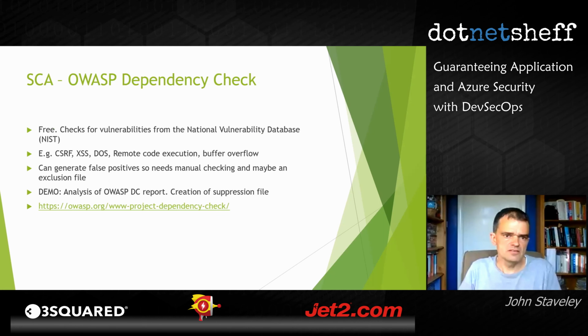So OWASP dependency check checks the vulnerabilities from the National Vulnerability Database, or NIST. Again, this is updated constantly because of the emerging threat landscape. It can spot all sorts of things: cross-site request forgery, cross-site scripting, denial of service, remote code execution, buffer overflow, that kind of thing. Potentially limitless. It can generate false positives, so it needs some manual checking, and you create a suppression file if there's a false positive. So I'll be looking at that.